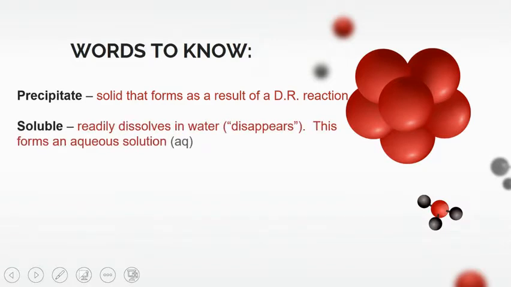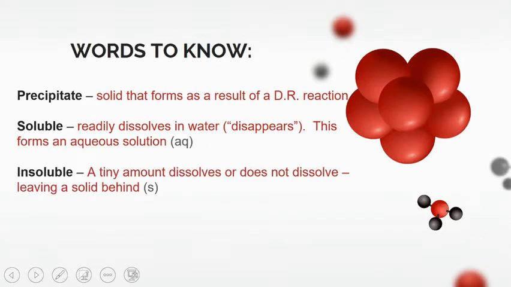Next, on our solubility rules, we're going to see the word soluble, so it's important we know what that means. When something is soluble, that means it dissolves in water easily. We often think of this as disappearing. So when salt, for example, NaCl, dissolves in water, you can't even see that there's salt in the water because it disappears as it dissolves. And this forms an aqueous solution. And aqueous, we want to abbreviate after a compound or an element in a chemical reaction with the (aq) in parentheses. The opposite of soluble is when something is insoluble.